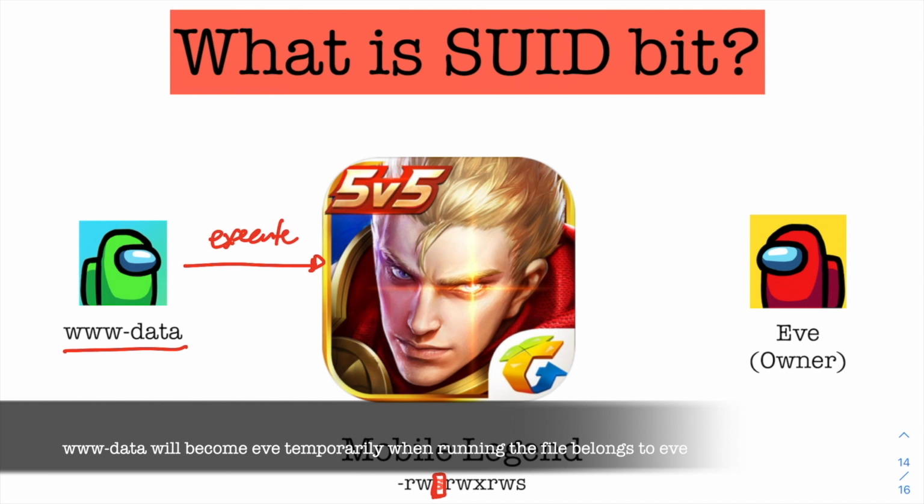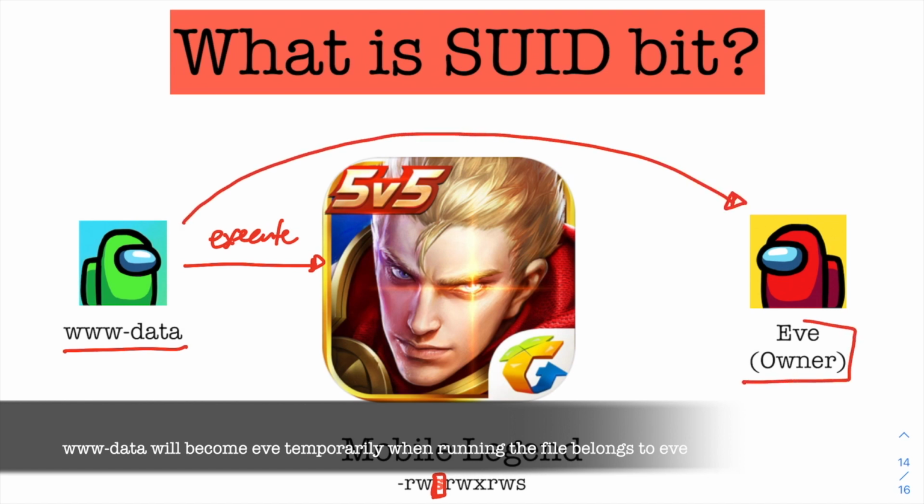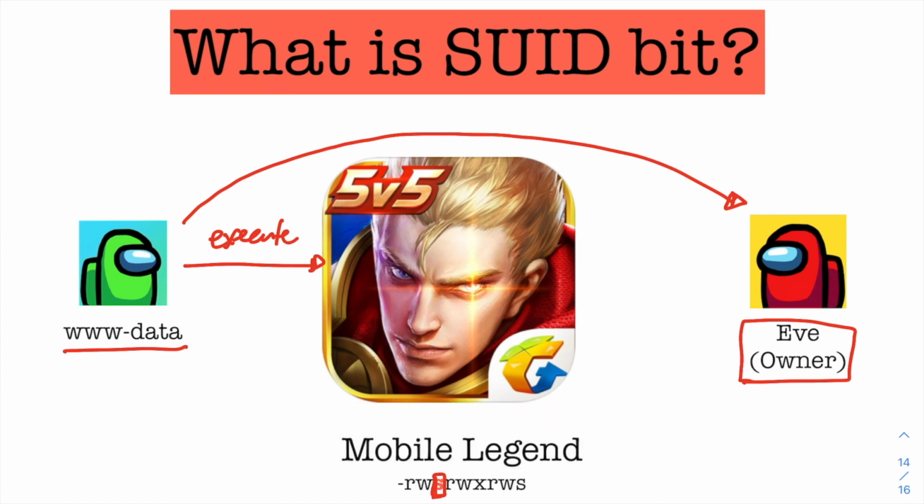In this case, www-data will have the permissions to run this file because the S bit has been set to 1, and while running this file, www-data will be running this file as if, which is the owner of the file. So the S bit is somewhat different from the X bit that we normally see.